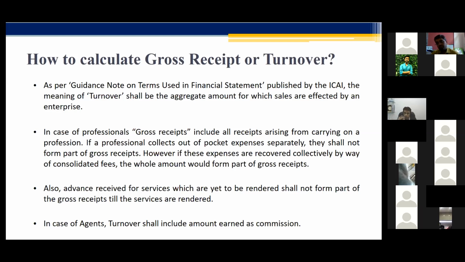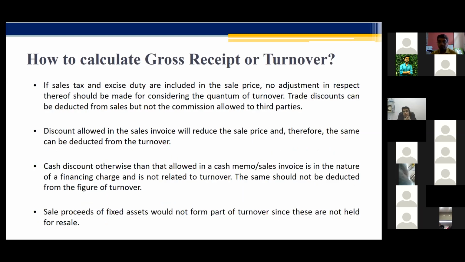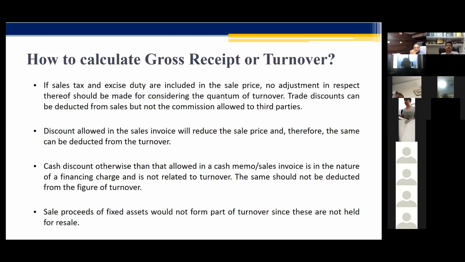In case of agents, commission is the turnover. If sales tax and excise duty are included in the sale price, no adjustment in respect thereof should be made for considering the quantum of turnover. Similarly, it applies to GST today. Somewhere excise duty is still applicable, and that's why I've covered this. Trade discounts can be deducted from sales, but not commission allowed to third parties. So trade discounts which are mentioned on the invoice itself can be deducted.